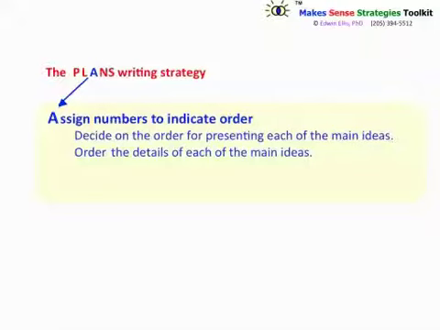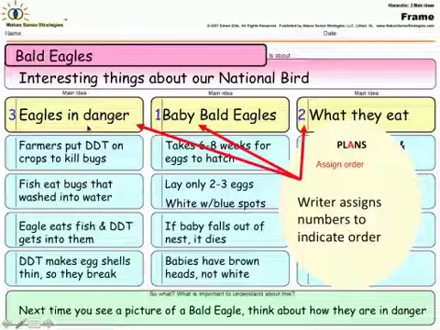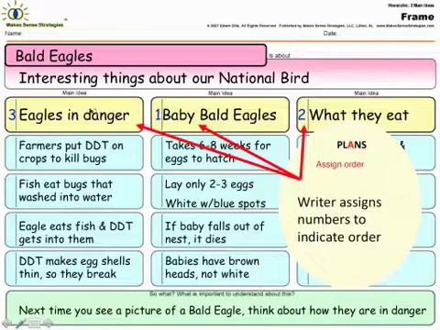The A step is assign numbers to indicate order. And so what we're going to do is something similar to what we were talking about earlier, is decide what order to present these main ideas, because the first thing you thought of isn't necessarily the best thing to write about first. And so we're just looking at the main ideas, and what we're going to do is order them by saying, okay, I'm going to write about baby bald eagles first, and then I'm going to write about what they eat, and then how they're in danger.